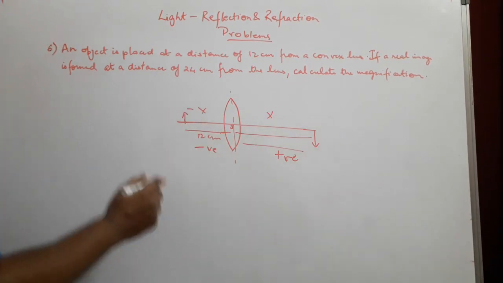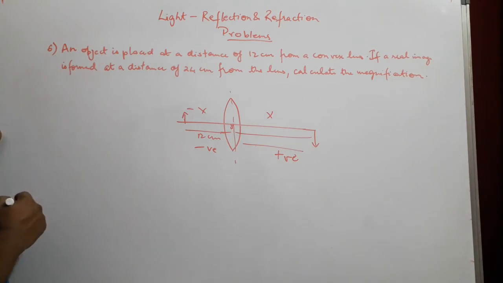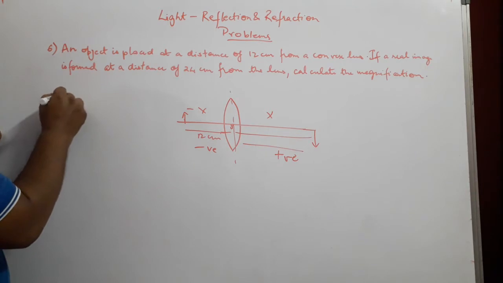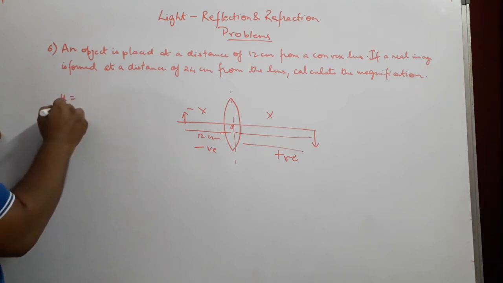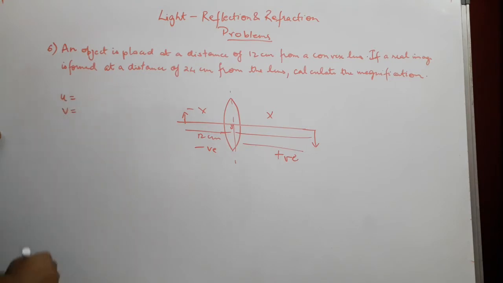So how do we denote the distance of objects and images? The object distance is given as u, and the image distance is given by v.